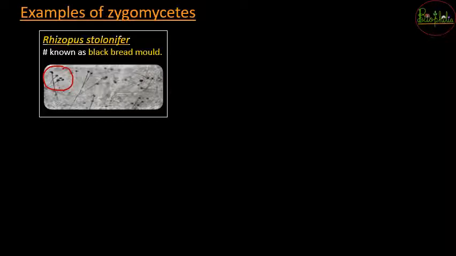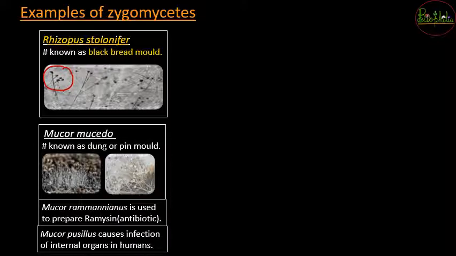So पूरा का पूरा bread, once this Rhizopus fungi grows, the entire part of the bread would be covered and looking black, so that you can say that Rhizopus has been growing onto this bread and you throw it away. So that is the black bread mold. Second example है Mucor mucedo. Mucor mucedo जो है उसको dung या pin mold भी बोलते हैं. So you can see the photograph how Mucor mucedo looks.